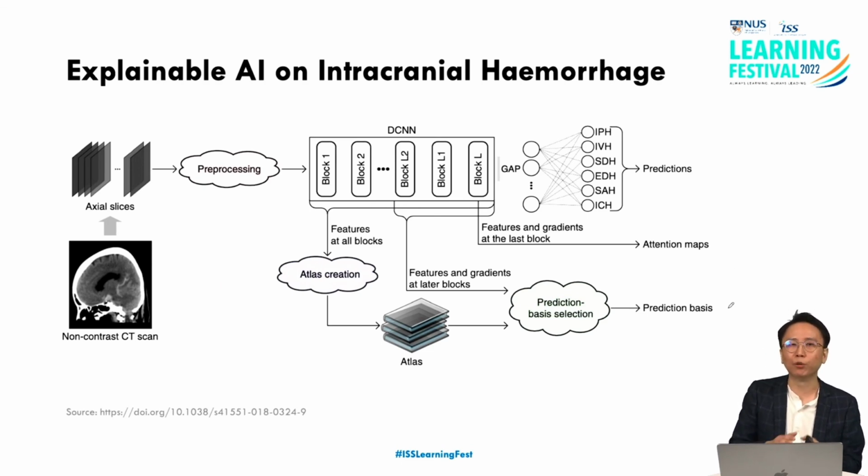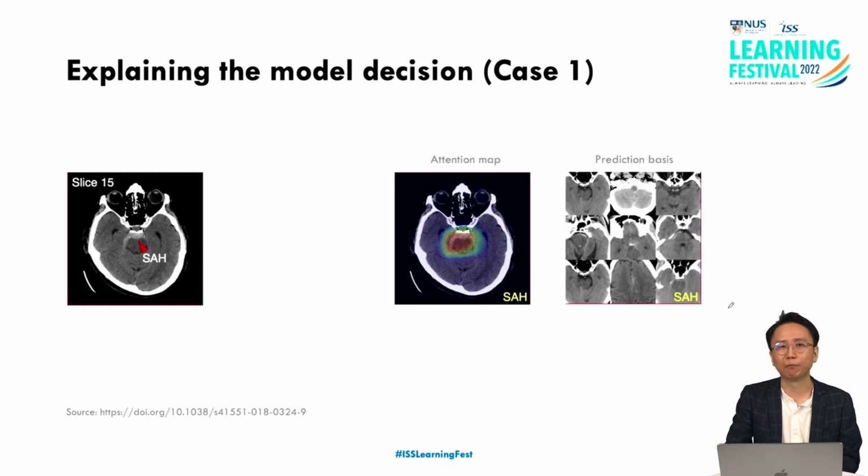The third output is a set of image examples in the training data set that is considered relevant or similar to the input slice. This is another type of explanation useful in healthcare settings, explanation by example.